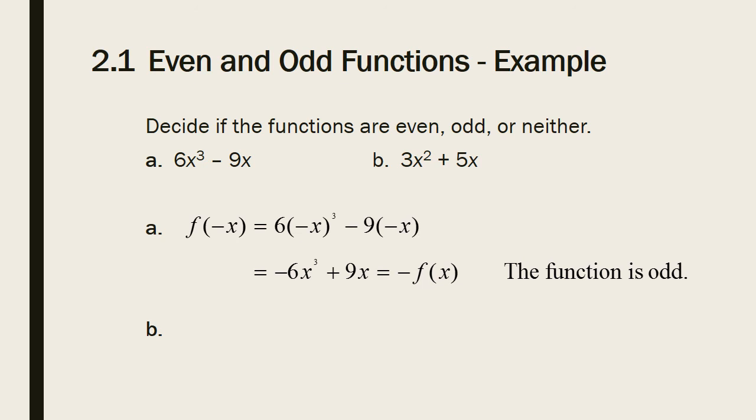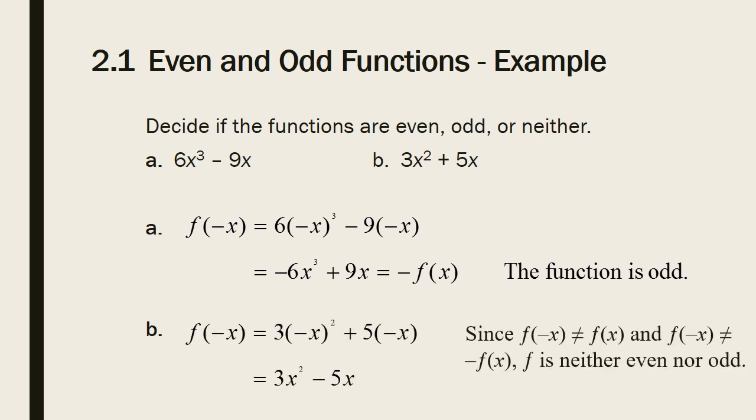Again, we did this analytically, so we put a -x in place of the x in A and tried to see what happened. And when we put it in, we ended up with the same function, but with opposite signs, which means the function is odd. For part B, you put in a negative x, and you end up with, well, not quite the same function you started with, and you didn't change both signs. So this one is neither even nor odd.